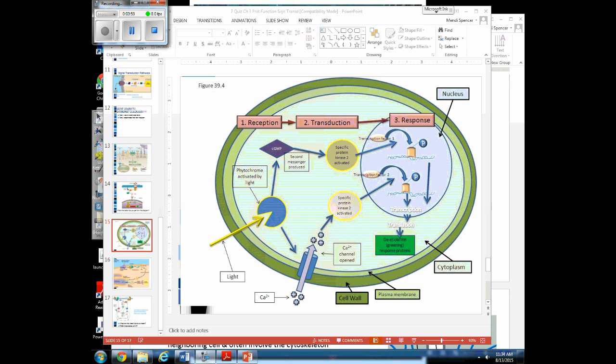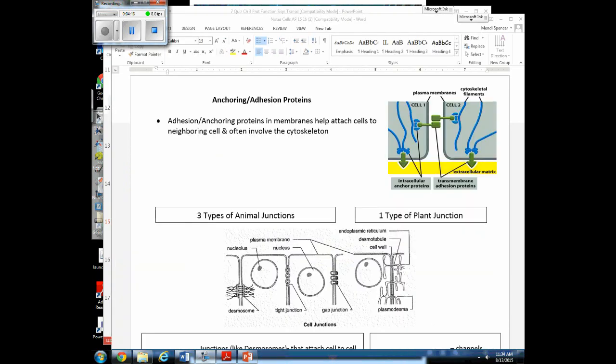But I just wanted to give you a general introduction here while we were talking about these receptor proteins and how these receptor proteins can give a signal to the cell to respond. And here's the last page for today.